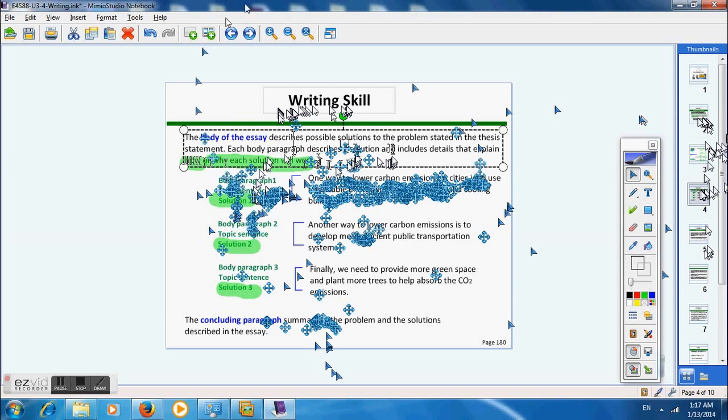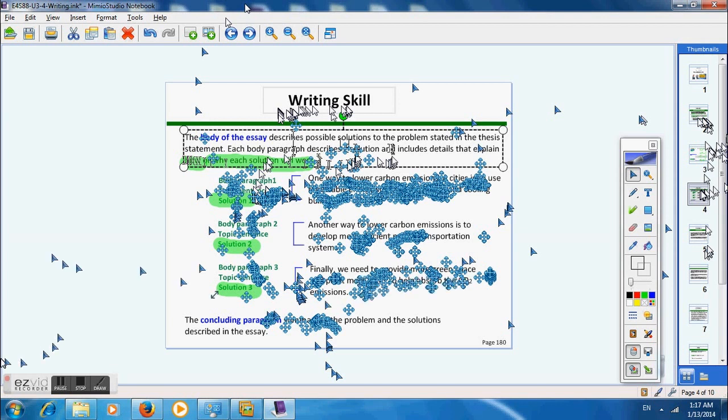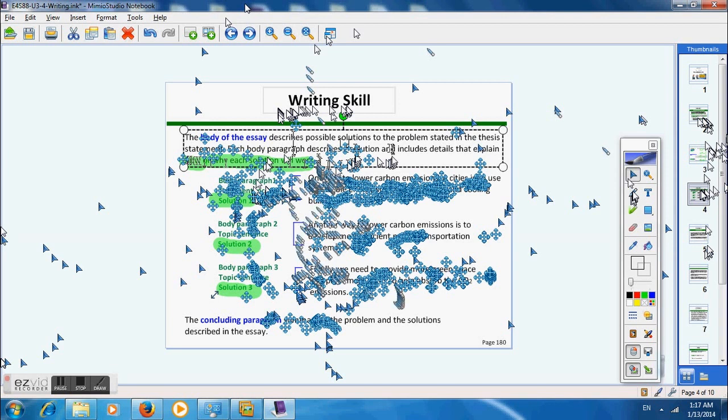And then in paragraph 2, it says another way to lower carbon emissions is to develop more efficient public transportation systems. And for paragraph 3, finally, we need to provide more green space and plant more trees to help absorb the carbon dioxide emissions. Just don't forget that we have the keywords here. It says one way, and it says another way, and finally. Of course, you can have another form of keywords. You can have first, you can have second, and you can have finally or lastly.